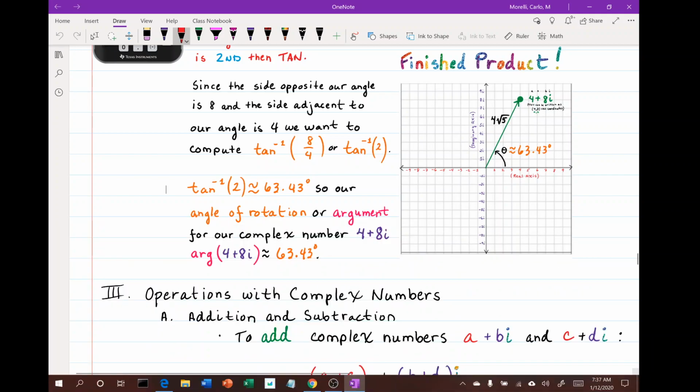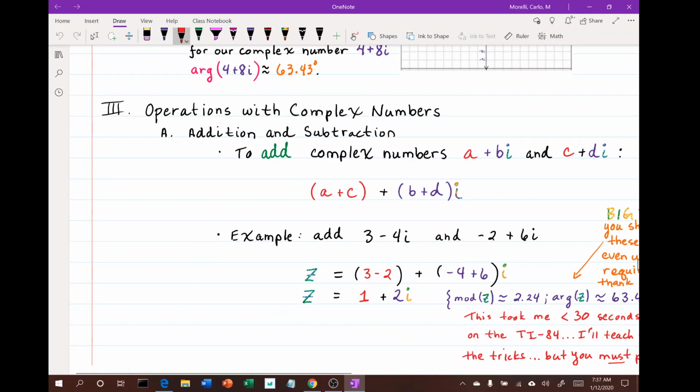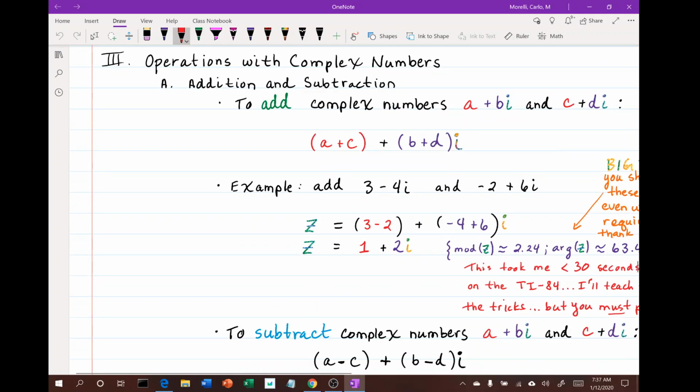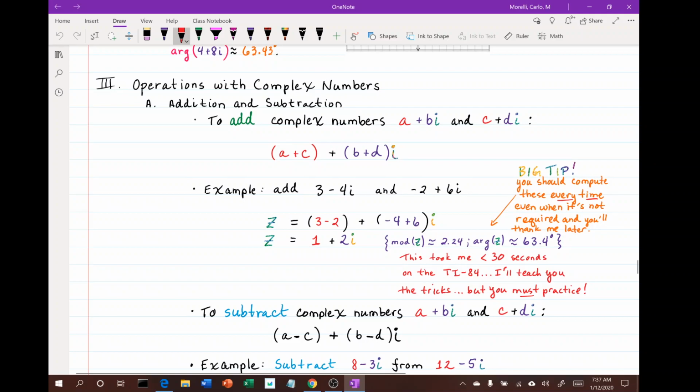So let's learn about some operations with complex numbers. Well, we're on the downhill slope now. This is section 3. First of all, let's talk about addition and subtraction. To add complex numbers, a plus bi and c plus di, you just add the real values together and the imaginary values together. Don't mix them up. That's why I've got them all separated by color here. So let's do an example. Add 3 minus 4i and negative 2 plus 6i.